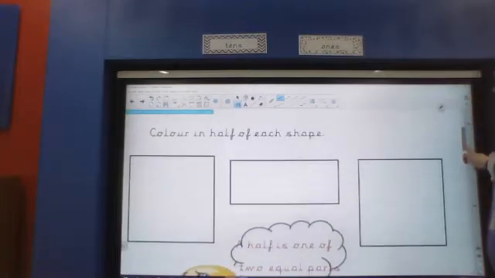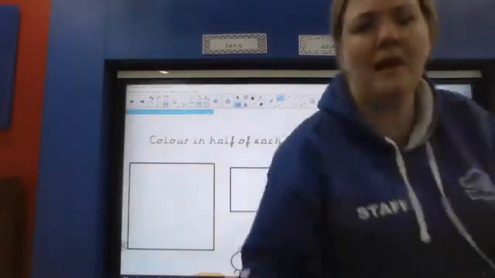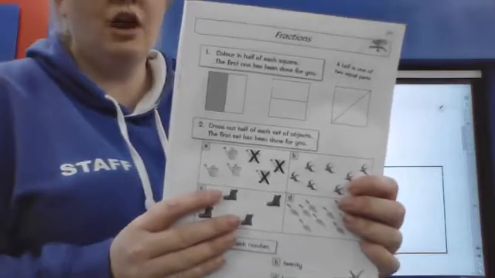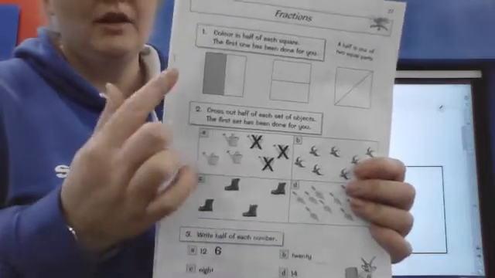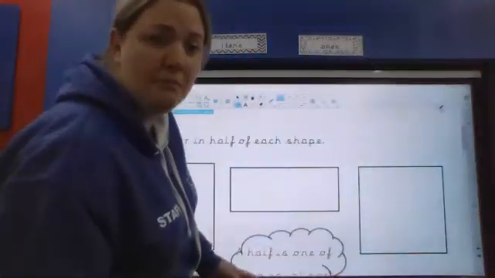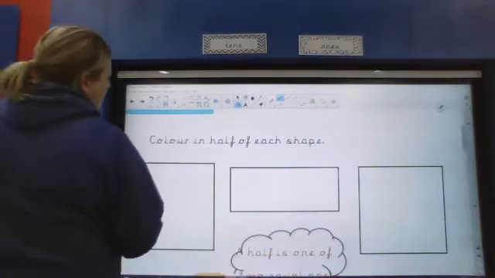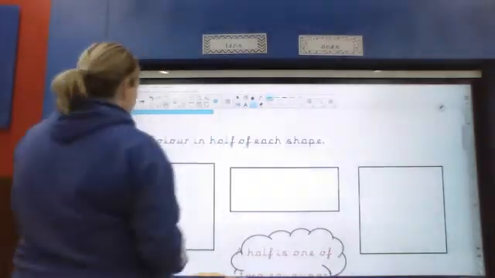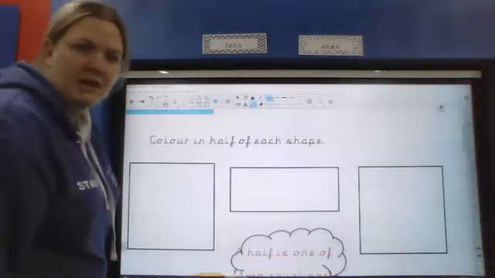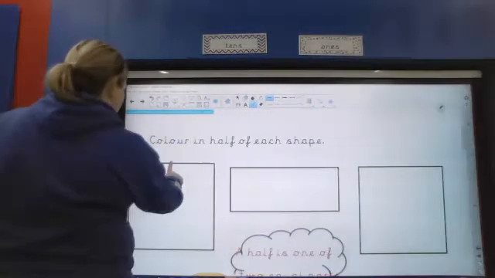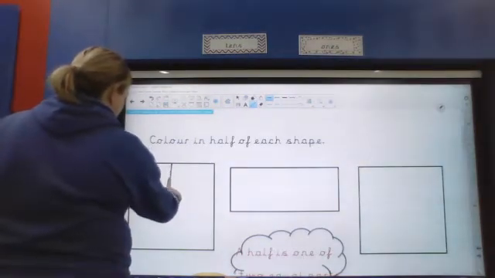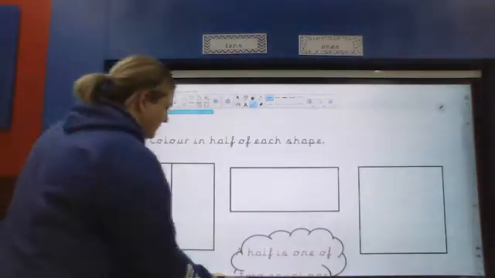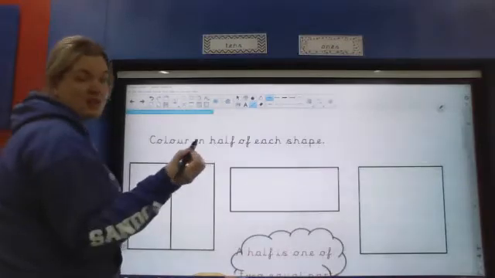So in your books, you have some shapes. And we're going to be looking at finding a part of each whole shape. So I've got similar shapes on my board. And we're going to look at finding half of them. So there's my whole square, but I need to halve it. So I think I'd go for there. That's my half. Okay?